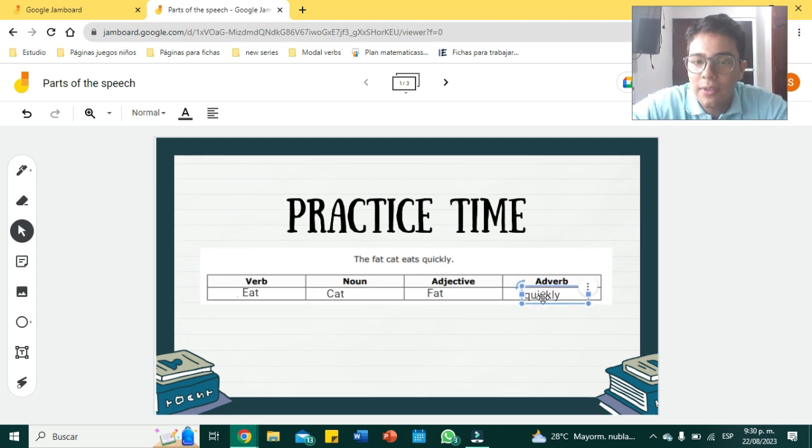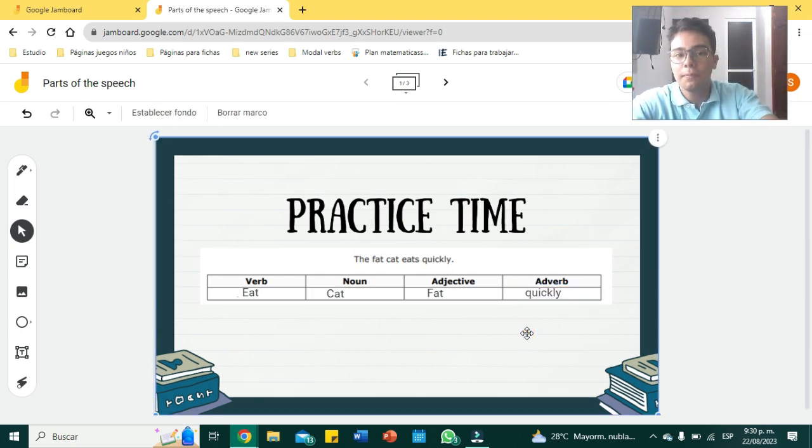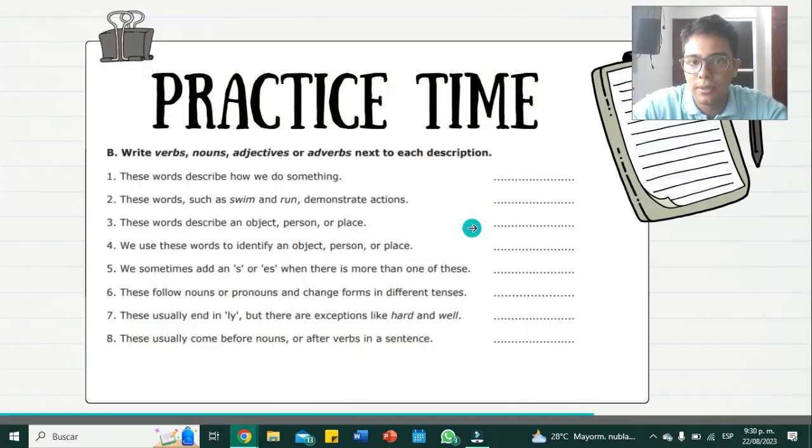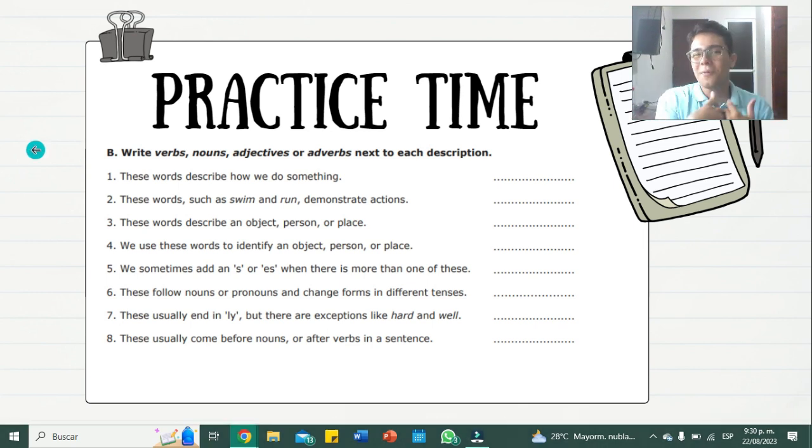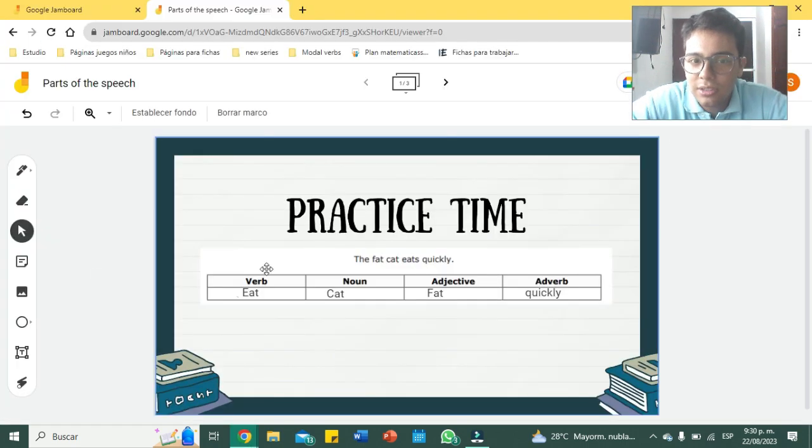So here we have the different parts of a sentence that we can find in English: the verbs, the nouns, the adjectives, and the adverbs. Now we have another practice part, and here you have to write if in the description you are talking about verbs, nouns, adjectives, or adverbs. So you need to write down the answer in each blank space, right? For example, let's start with the first one.